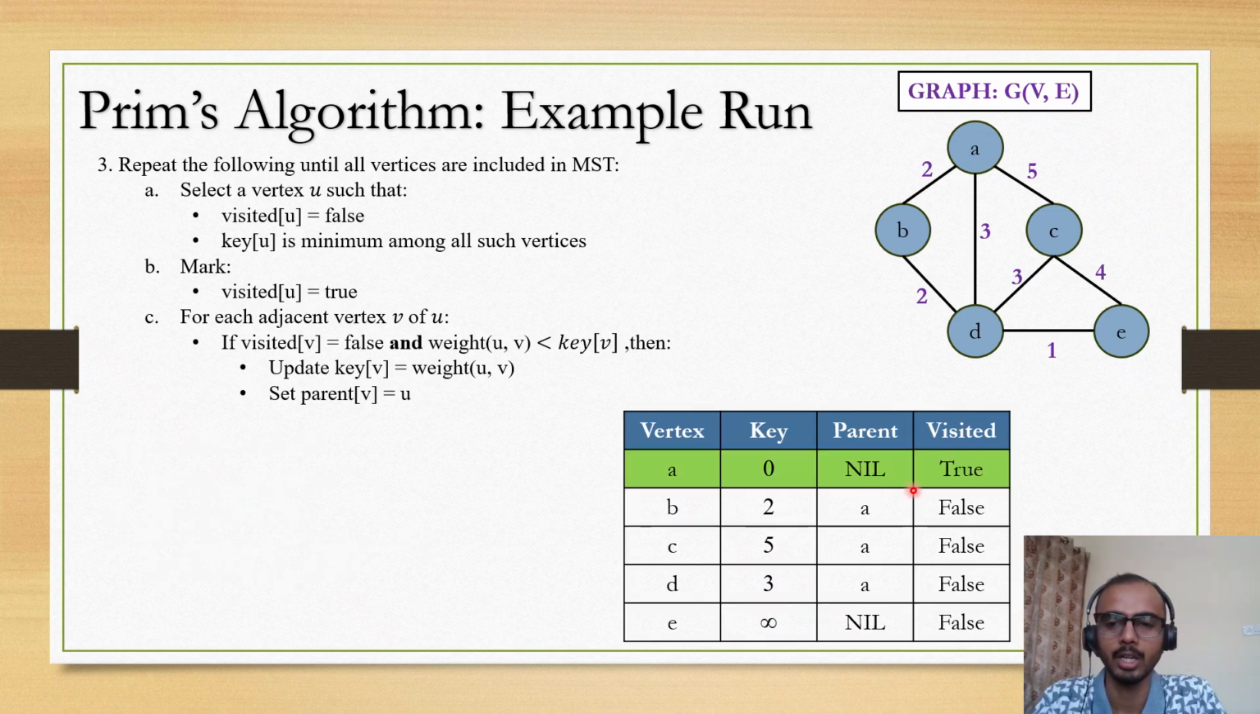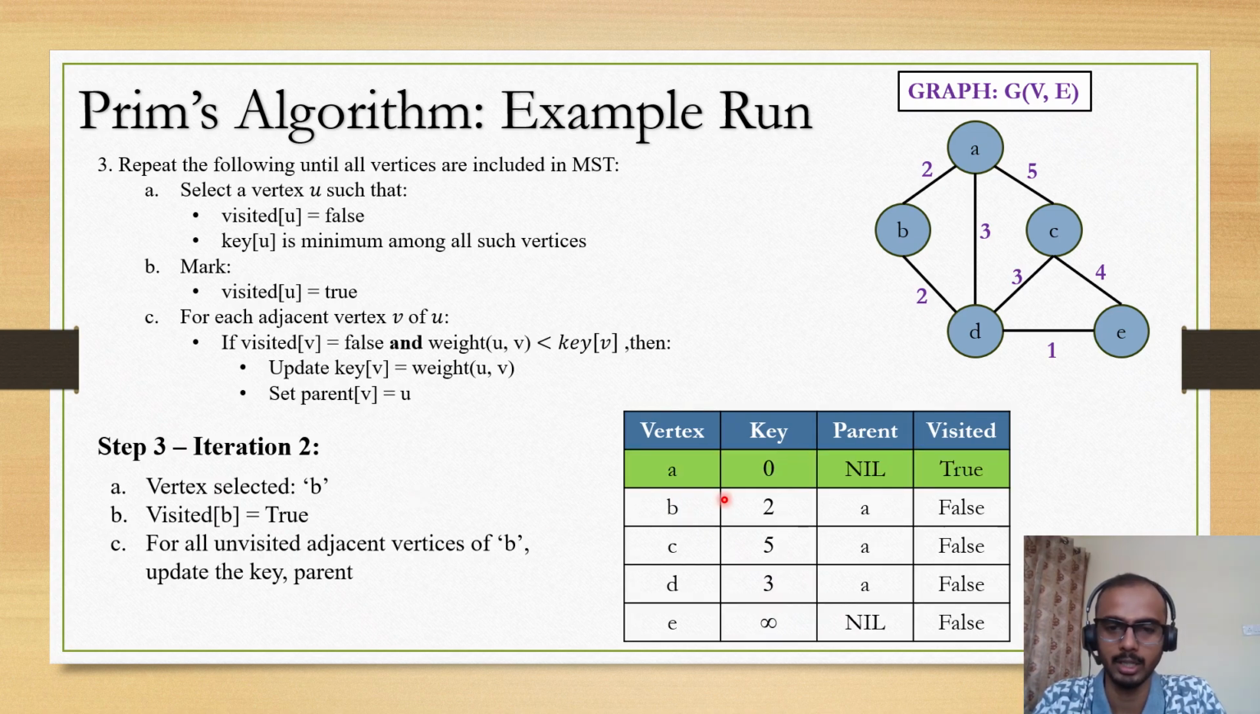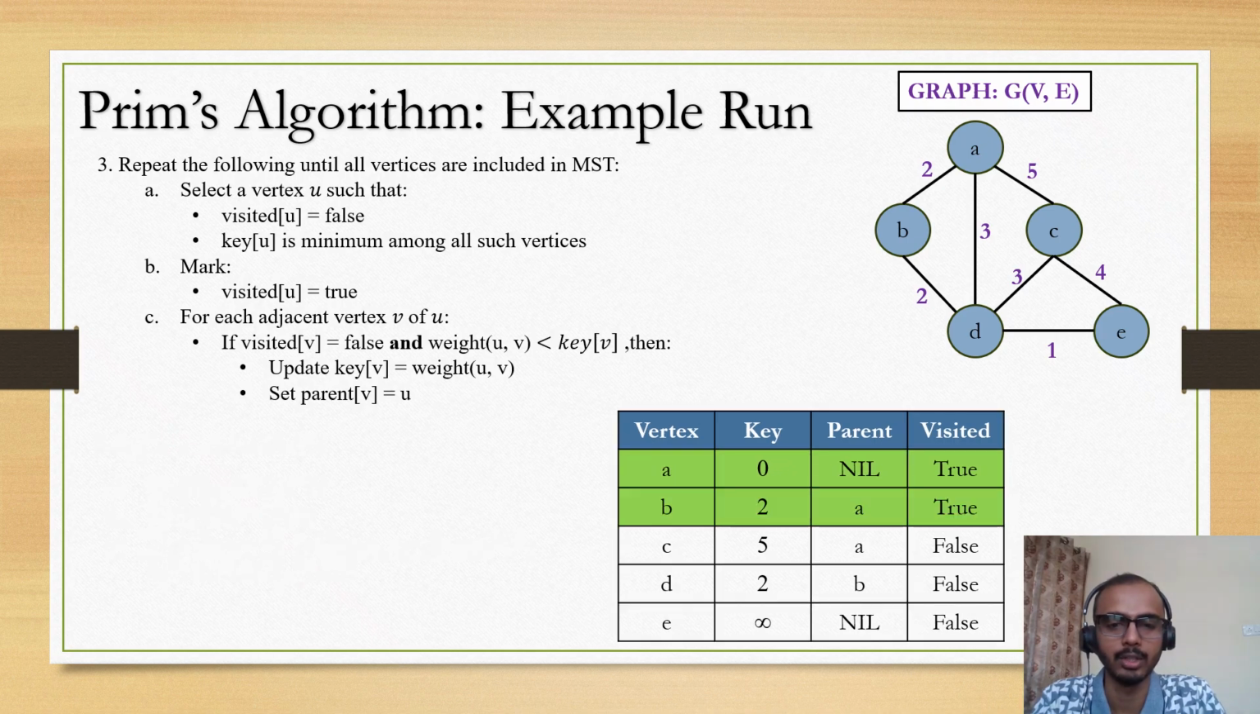In the next step, A has already become visited in the previous step. From the list of unvisited vertices, we check which has the minimum key value, which is B. We make this true. A is already visited, so for all the unvisited adjacent vertices of B, we check this BD edge, which is 2, and D's value is 3. So this is obviously smaller, so we update this value as per the algorithm, and go to the next step.